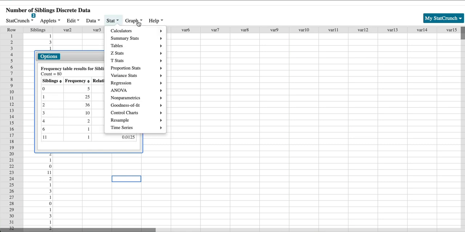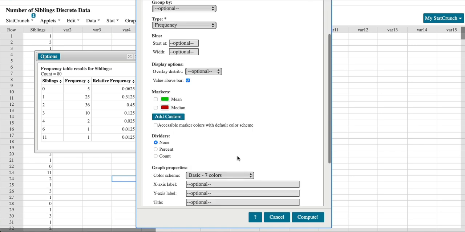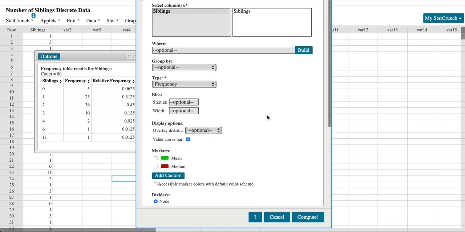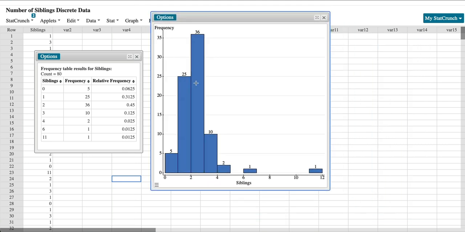So we're going to go under the graph, we're going to make a histogram, and again, this time I'm going to put the value above the bar, but hopefully it's not going to bin the data by much at all. It's just going to make a bar graph. And there it is. There's our vertical bar graph.